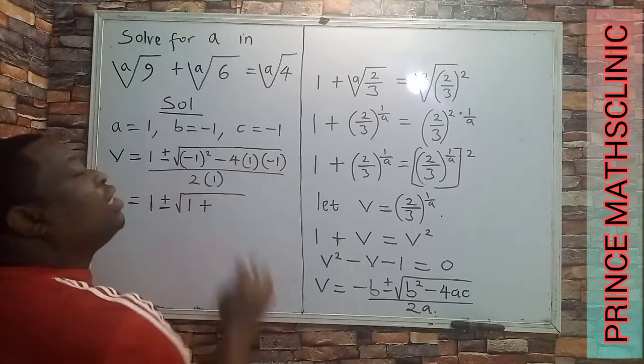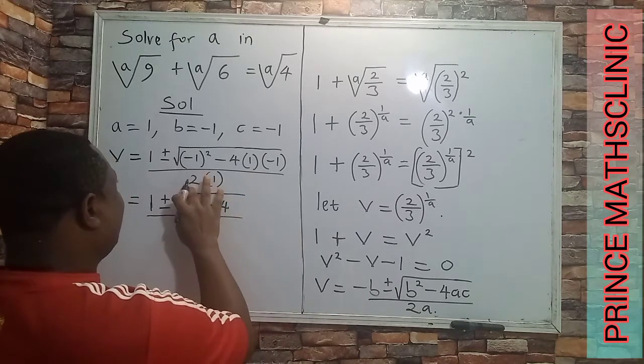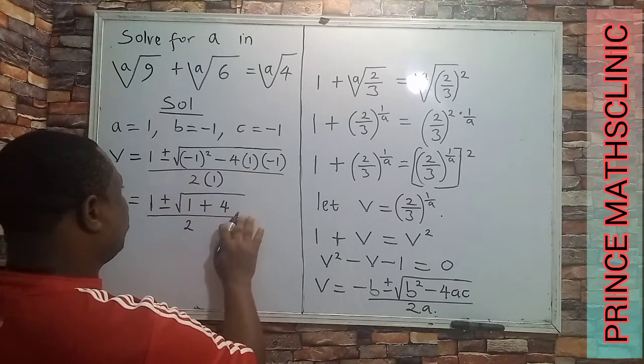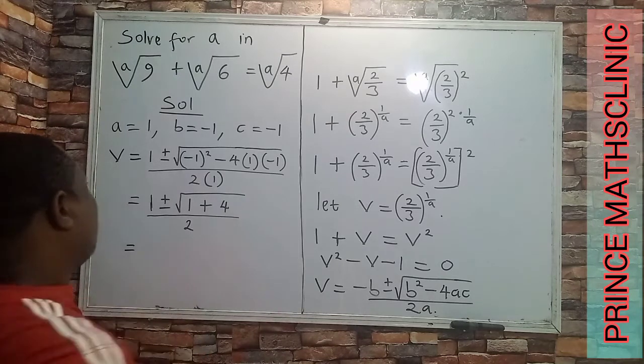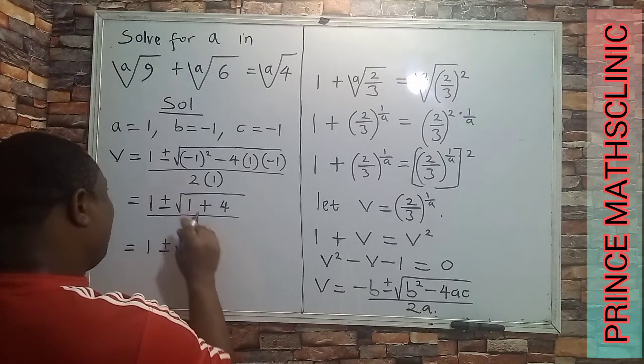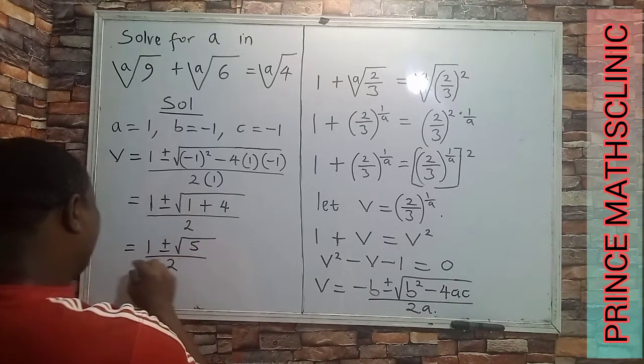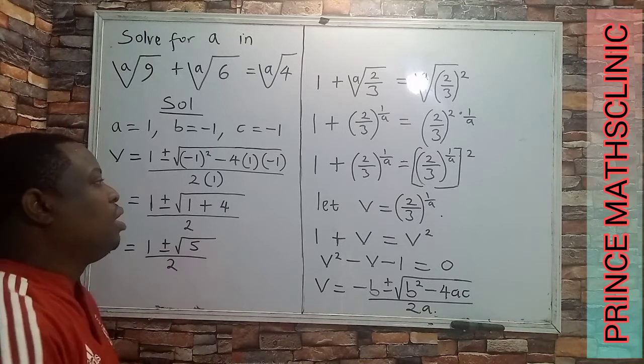Then minus times minus gives us plus. Then 4 times 1 is 4. Times 1 again gives us 4. Everything over 2 times 1 is what? 2. So this is now equal to 1 plus or minus 4. 1 plus 4 gives us what? 5 divided by 2. This is our v.